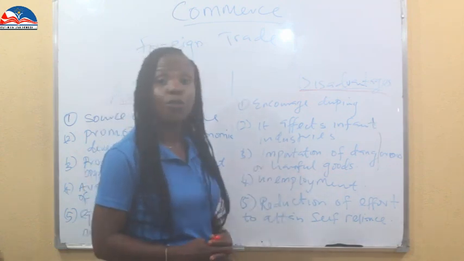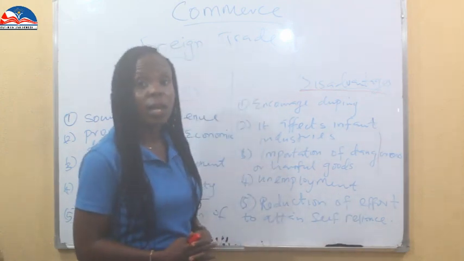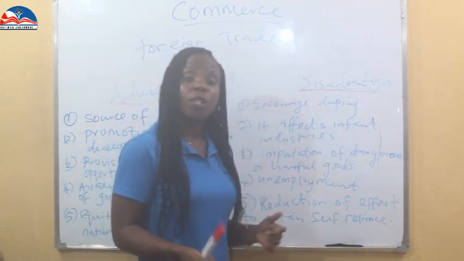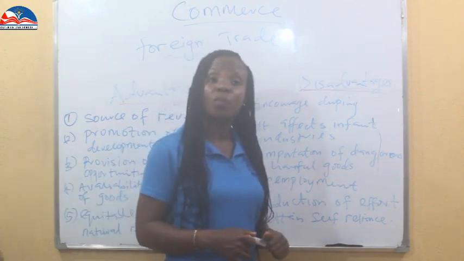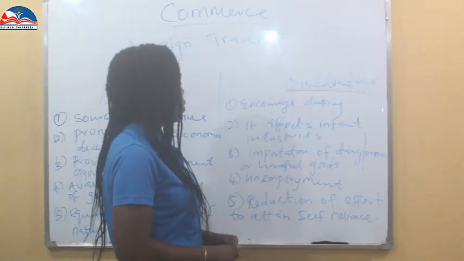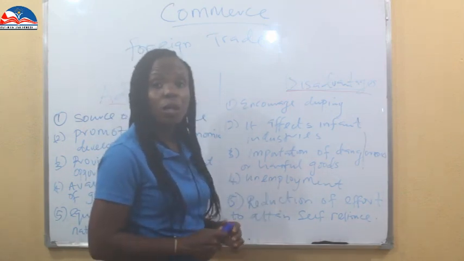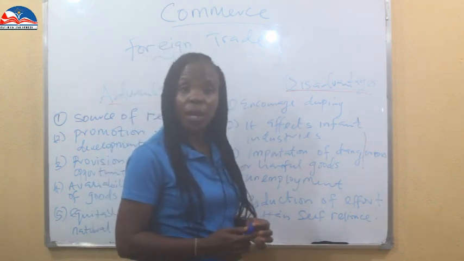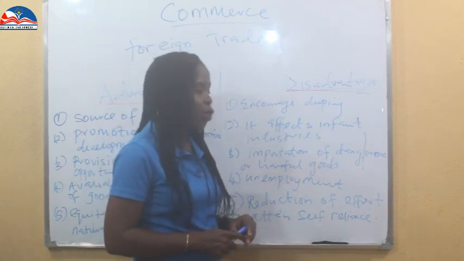Importation of dangerous or harmful goods. Smugglers might smuggle some dangerous goods into the country that might not be up to standard. Substandard goods that may be harmful to human consumption might be smuggled in. And then some products that may be produced over there because it is cheaper, they might bring down here for us to consume. Smugglers may smuggle the harmful goods into the country because it's cheaper and because they will make more gain. That has adverse effects on the health of individuals.